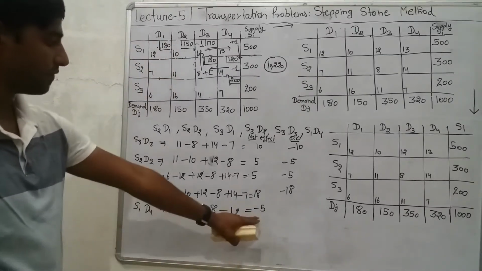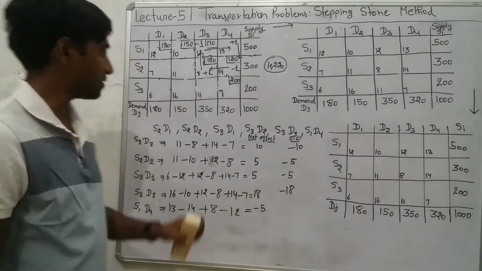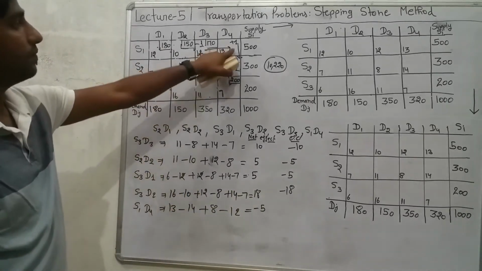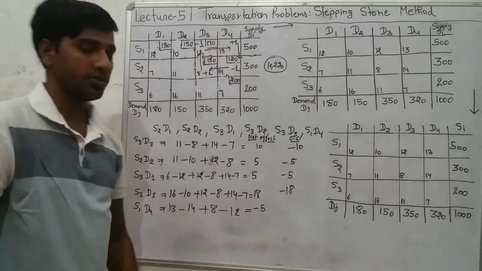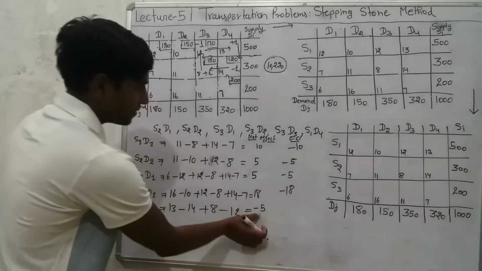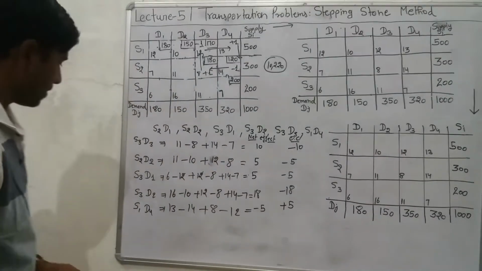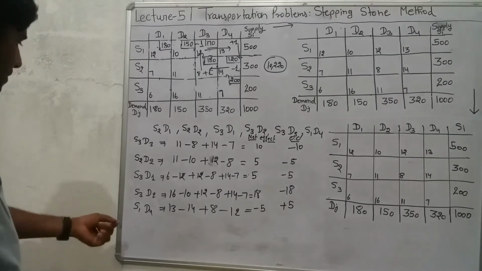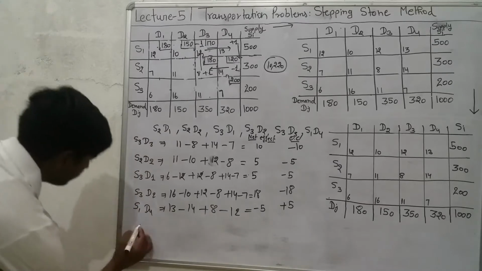What is the meaning of -5? That our total cost would be reduced by 5 rupees if we are transferring 1 unit from this cell, if we are adopting this route. Then we can reduce our total cost by 5 rupees per unit. So opportunity cost would be, just change the sign, that is plus 5. Okay, so which one is the remaining cell? S2D1, S2D1.